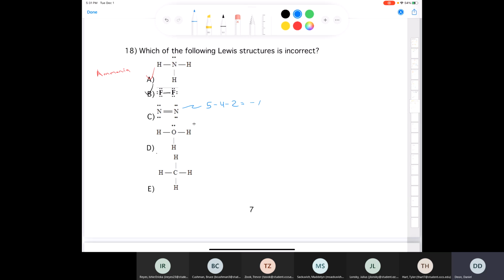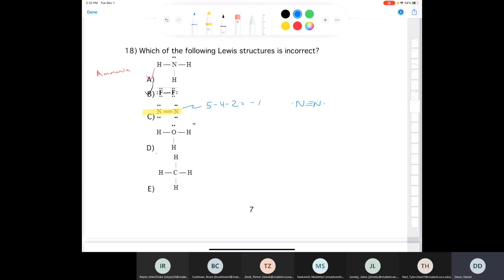Another problem is that you have a total of 1, 2, 3, 4, 5, 6, 7, 8, 9, 10, 11, 12 valence electrons shown here. Nitrogen only has 5 valence electrons, so N2 should have a total of 10 valence electrons. And the Lewis structure would look like this. And so this is the one that's going to be incorrect.